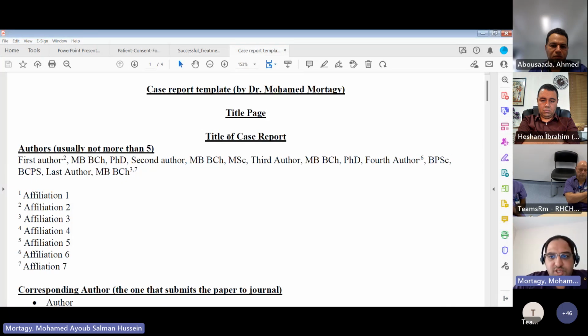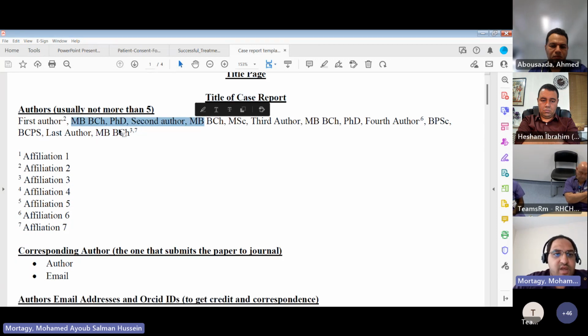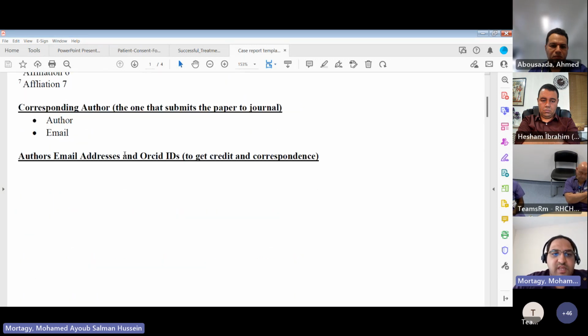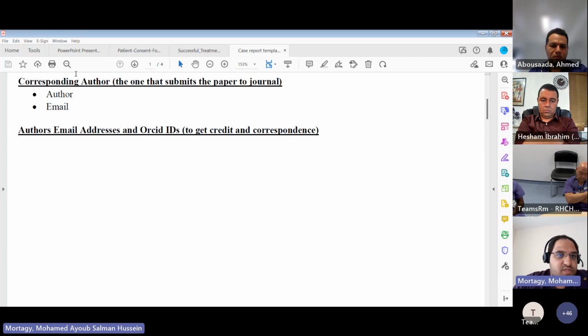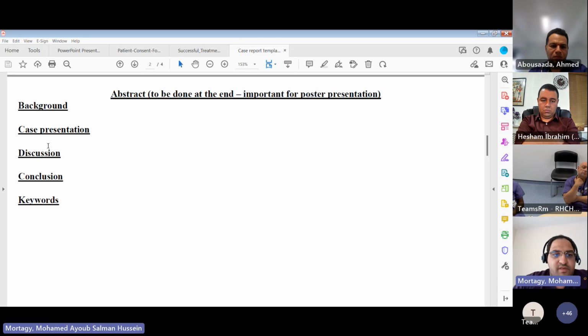And this is a template that I can share with you after this presentation. You have your title page, with the title and the number of authors, usually 3 to 5, like we said, with their affiliations, email addresses, and ORCID. The corresponding author has to be listed as well. And then only 4 parts: background or introduction, case presentation, discussion, conclusion. This is just the summary.